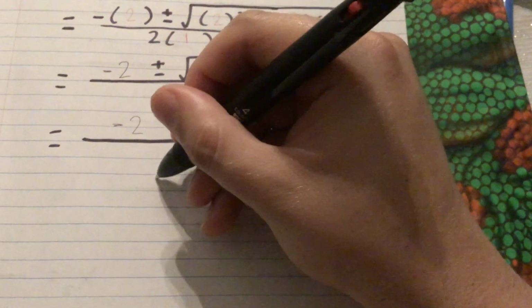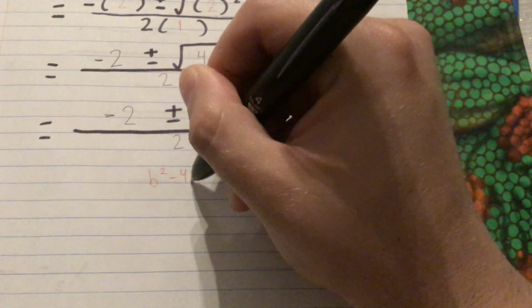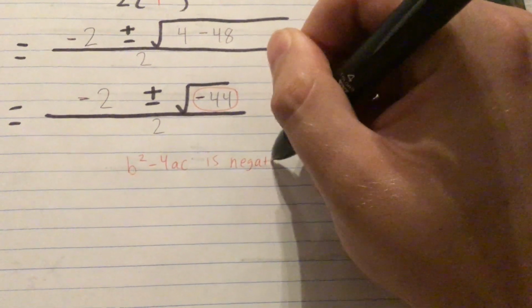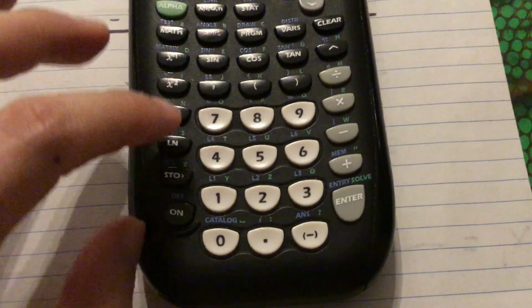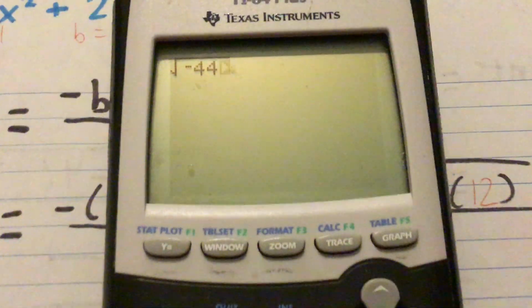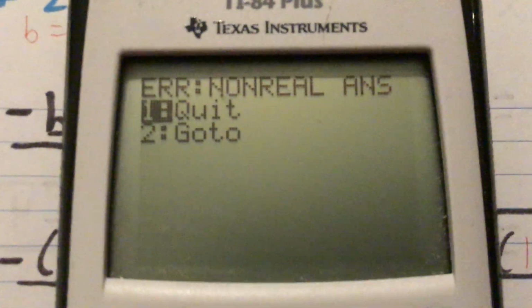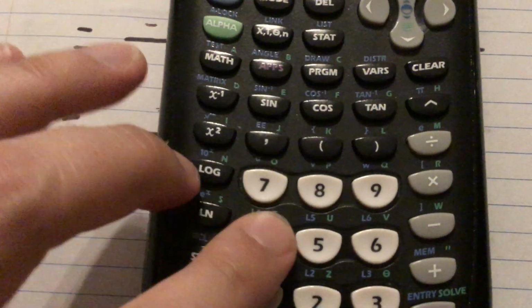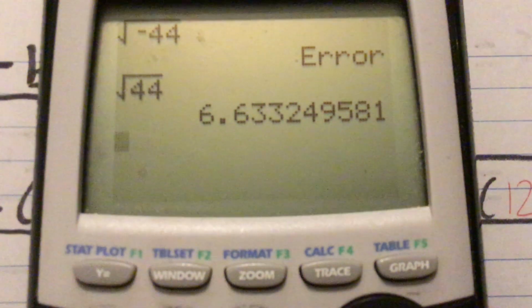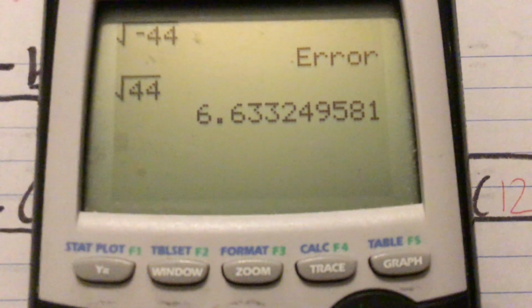So because b squared minus 4ac is negative, I can't take the square root of a negative number in my calculator. Because if I do the square root of negative 44 in the calculator, it says, hey, error, that's not a real answer. Because if I did the square root of 44, right, it'd be some weird decimal, 6.63249, blah, blah, blah.